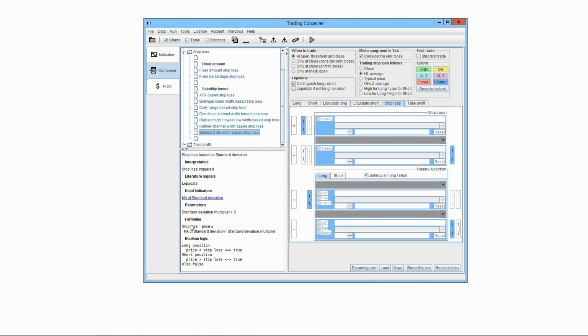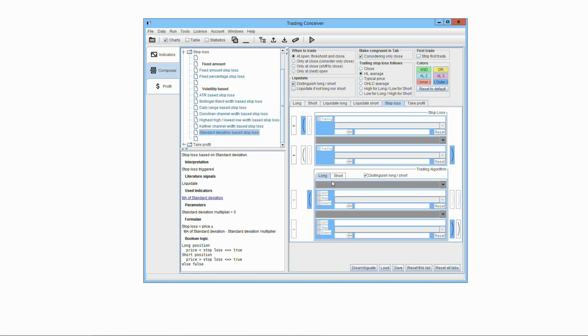Usually the formula for the stop-loss level is something like stop loss equals price plus or minus something, where the plus sign is for short trades, the minus sign for long trades, and something depends on the algorithm. Trading Conceiver lets you combine logically the stop-loss algorithms with standard ones. So it is evident that typically the standard algorithms will be different according to the open position. That's why you can select different algorithms for long and short positions.